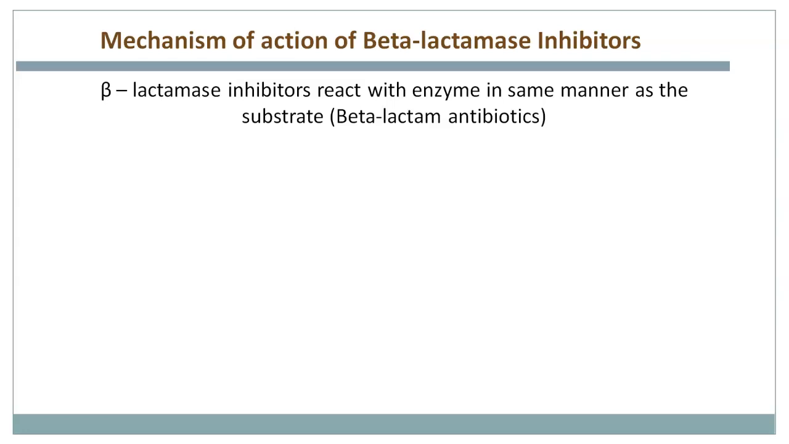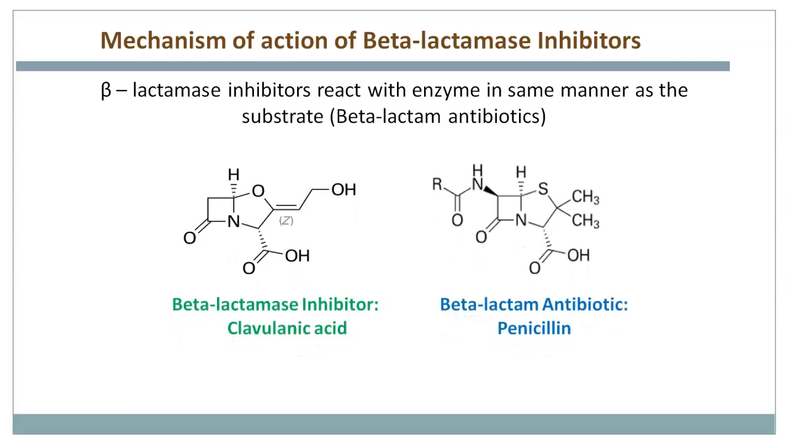So beta-lactamase inhibitors react with the enzyme, that is the beta-lactamase enzyme, in the same manner as the substrate, that is the beta-lactam antibiotic. So here is the example of a beta-lactamase inhibitor, clavulanic acid, and a beta-lactam antibiotic, penicillin. If you observe, these both have the presence of a beta-lactam ring, and because of this presence of the beta-lactam ring in both the beta-lactamase inhibitor and the beta-lactam antibiotic, the beta-lactamase enzyme reacts with the beta-lactam ring of the beta-lactamase inhibitor instead of the beta-lactam antibiotic.